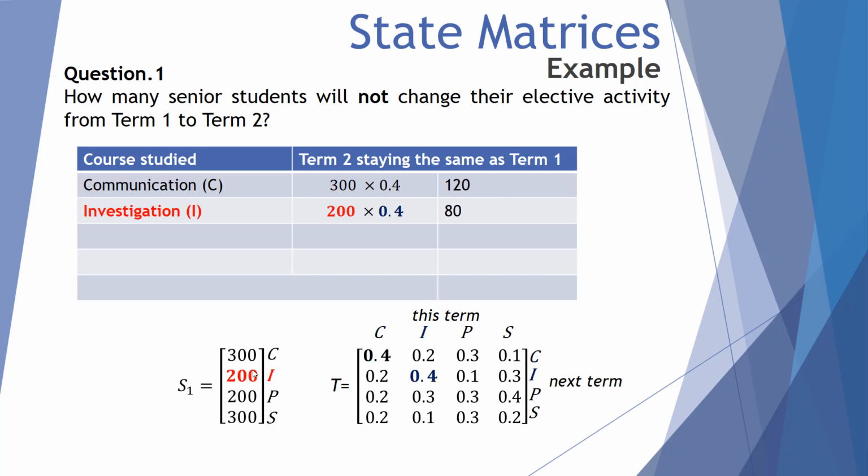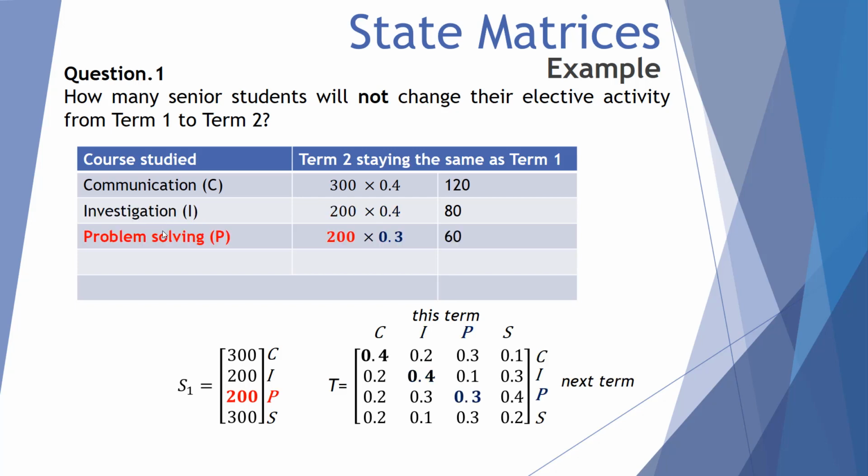The investigation students, there's 200 of those in term 1. Now of those, 40% from this term will not change to next term. So 40%, or 0.4 of 200, is 80 students, the investigation group, that will stay in the same investigation group next term, term 2. Of the problem solving, we have 200 students, and we find that 30%, 0.3, of those doing problem solving this term will remain in problem solving next term. So 0.3 of 200 is 60 students.